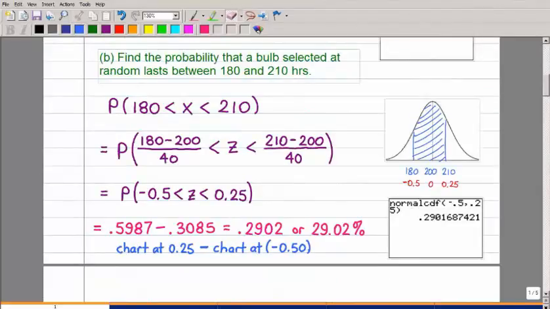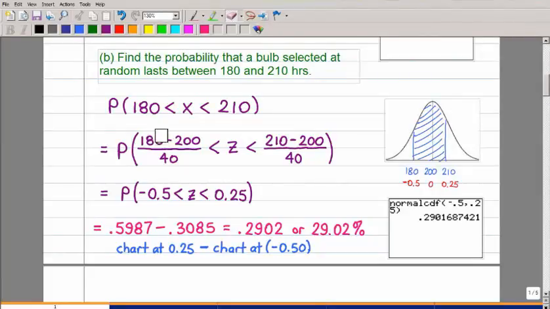Now, same data set. The next question says, find the probability that the bulb selected at random would last between 180 and 210 hours. So this is the proper way to write the inequalities whenever you're between. That notation means it's greater than 180 and it's less than 210 at the same time. So we need to convert both of these to z's.